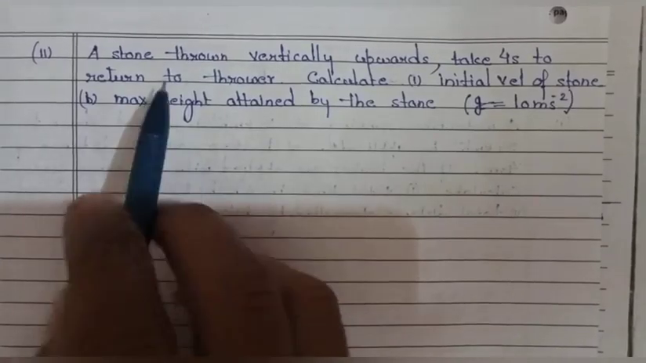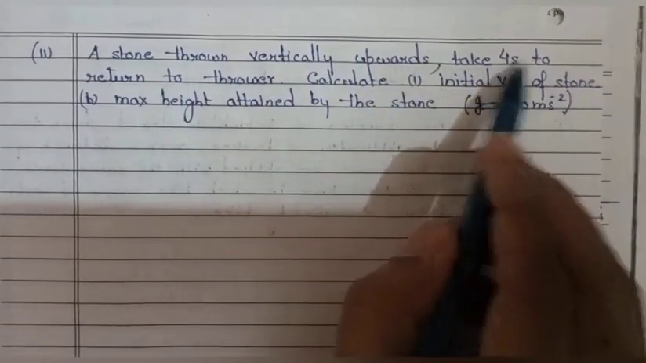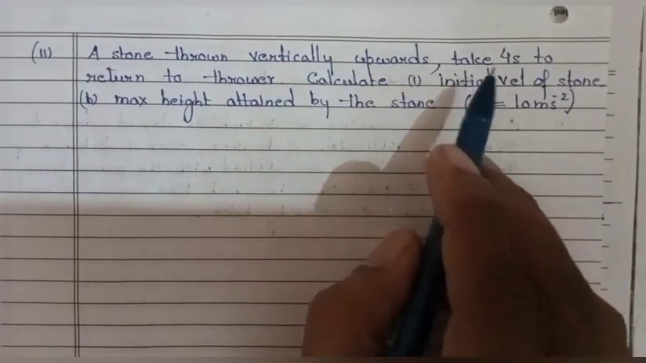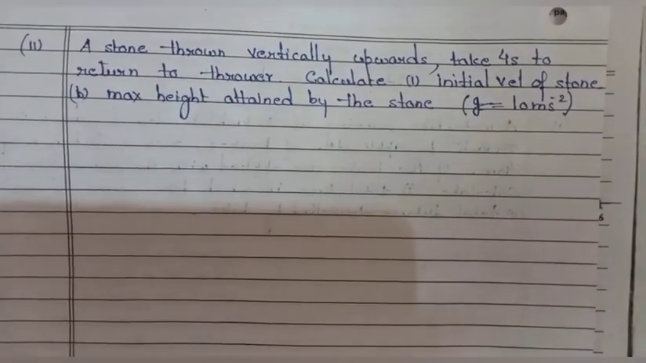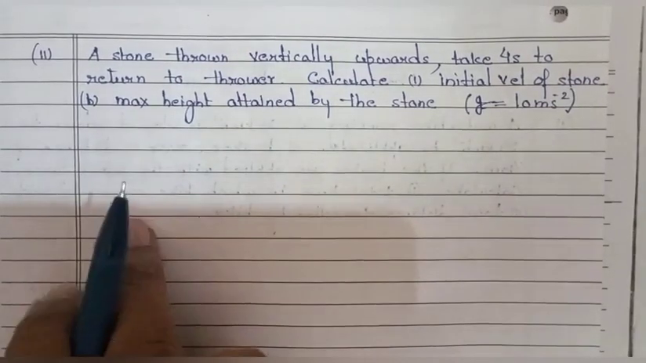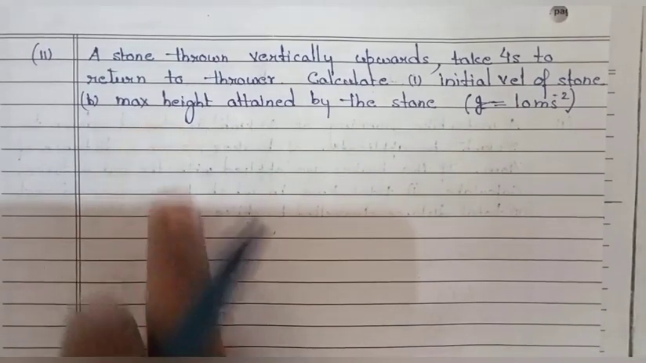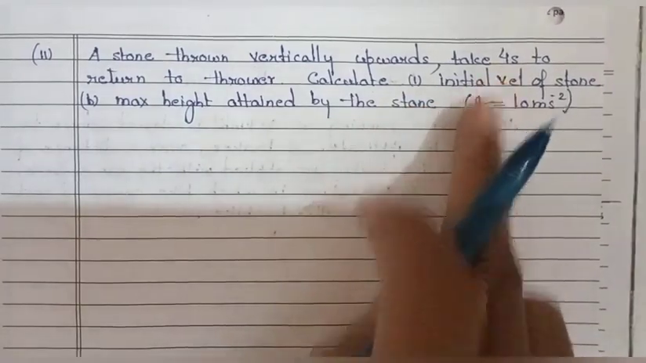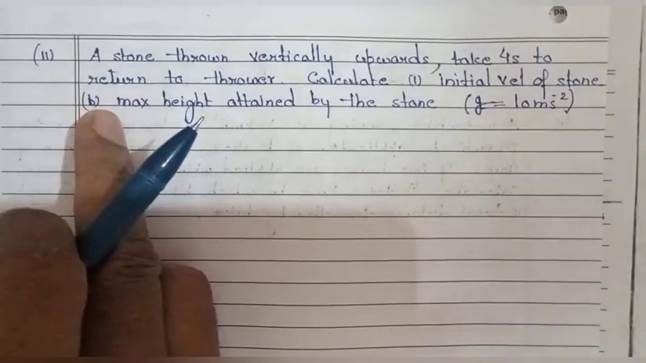Now in this question they say a stone thrown vertically upwards takes 4 seconds to return to the thrower. See, the stone is taking 4 seconds to go up and then to return. Remember, in such questions, the time taken by a body to reach the highest point is equal to the time taken to come back. So total time given to you is 4 seconds. That means out of these 4 seconds, it has taken 2 seconds to reach the highest point.